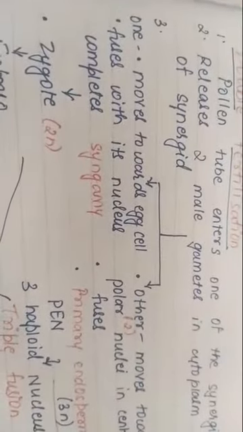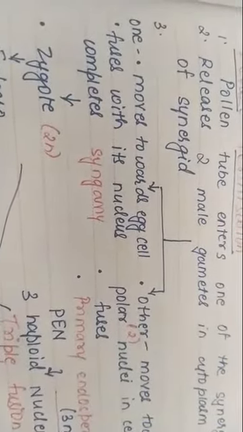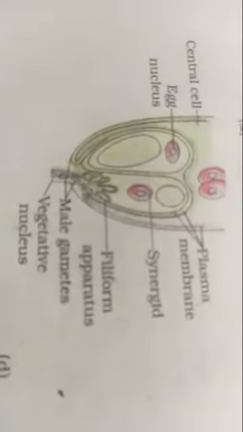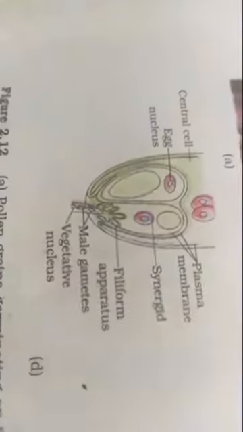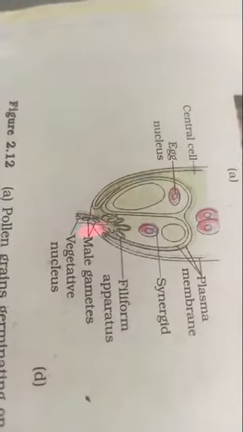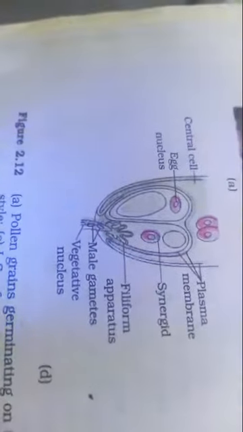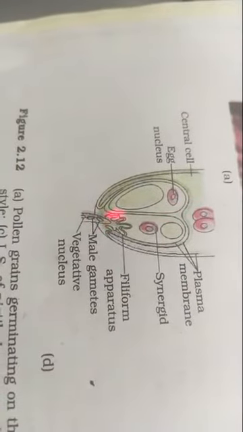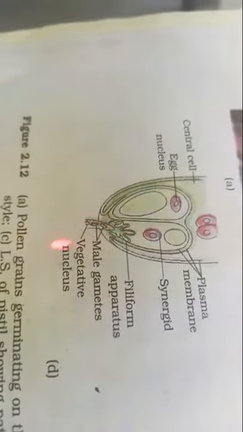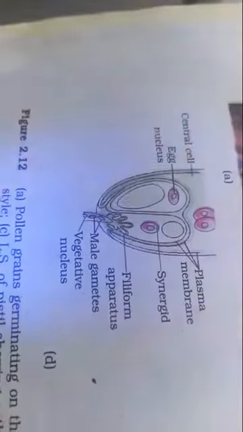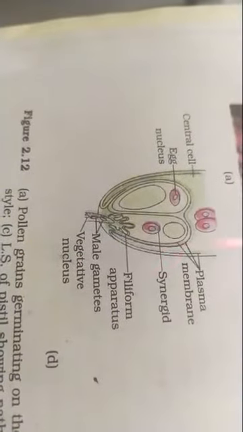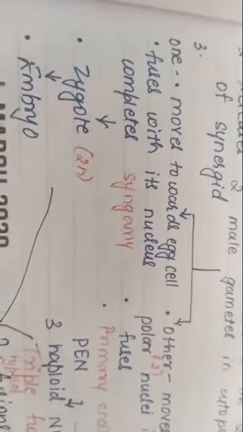Okay. Now, what happens then? Then it releases two males in the cytoplasm of synergid, which can be seen here in the enlarged figure. Can you see here? These are the two synergids. This is an enlarged view. This is the filiform apparatus, and the pollen tube discharges its two male gametes into the synergids.